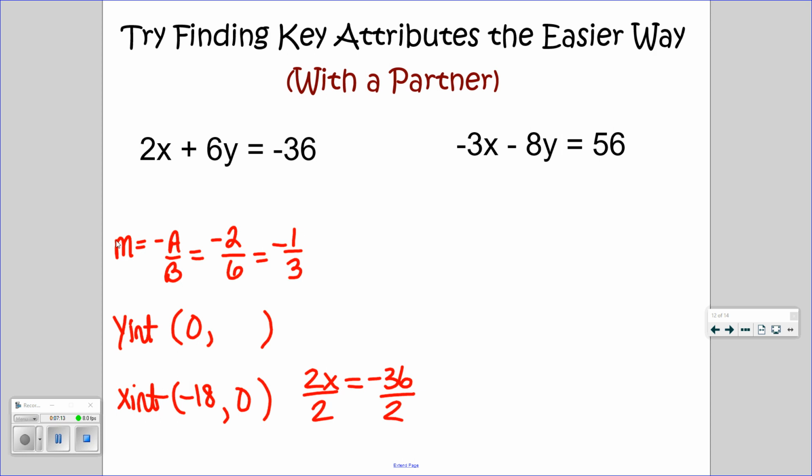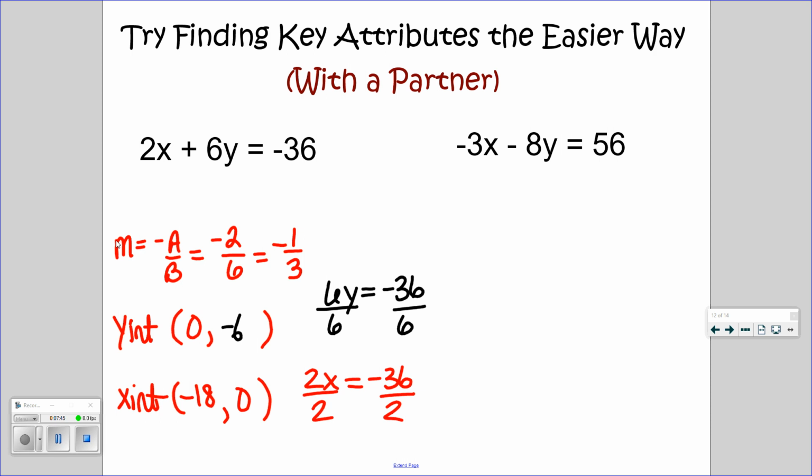For the y-intercept, I would get rid of the x, and that would give me 6y is equal to negative 36. Divide by 6, and y is negative 6. So you can just cover up one and solve for the other. You probably don't want to write on yours because you can't erase it very easy, so just use your finger to cover it up. I just can't do it on the video.